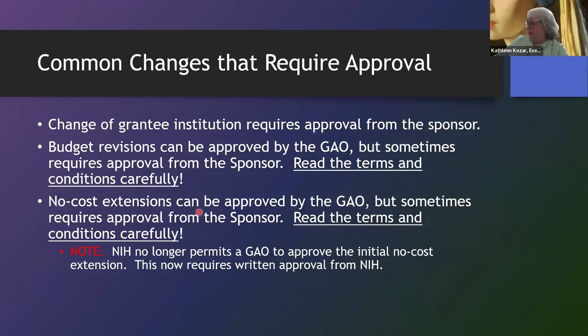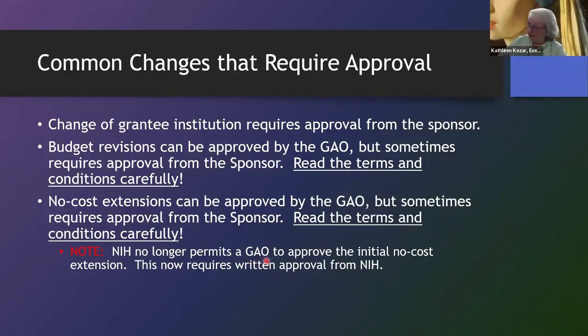Normally, the first year of a no-cost extension can be approved by the grantee authorized official, but sometimes it requires approval from the sponsor. Again, you're going to know that because you're going to be very familiar with the terms and conditions of the award. Note that NIH no longer permits the grantee authorized official to approve the first 12 months of a no-cost extension.